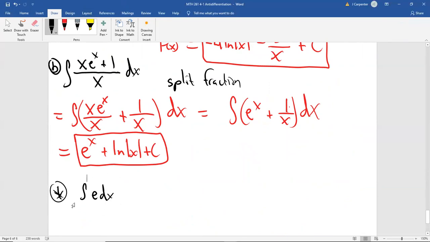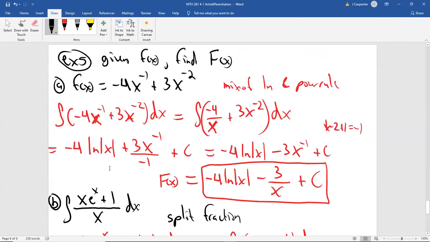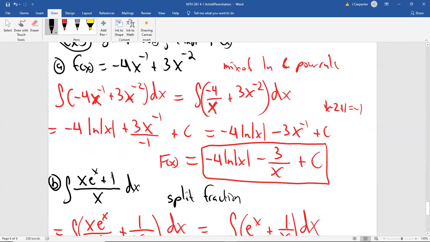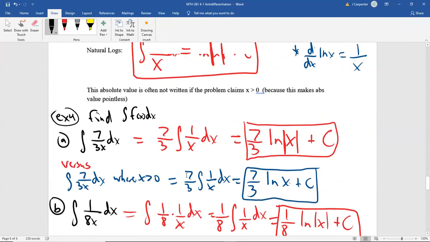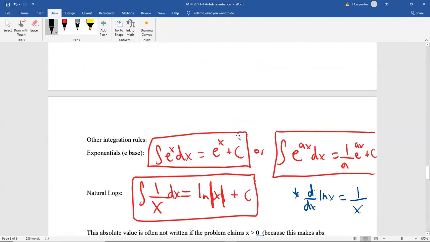This right here is not the same thing as e to the x. It's not the same thing as e to the 4x, e to the 2x. This, believe it or not, does not use this formula. The reason being, this formula is for things that are e to an x, or e to a 5x, or e to a 7x. That e has to have a variable in the exponent.